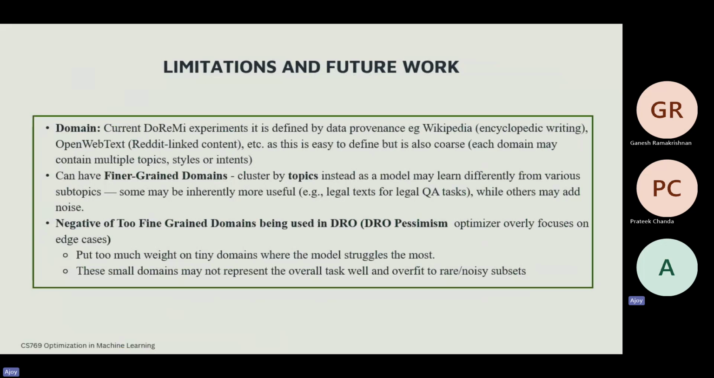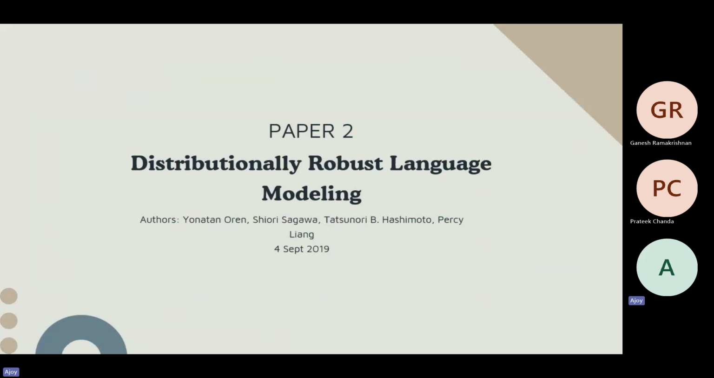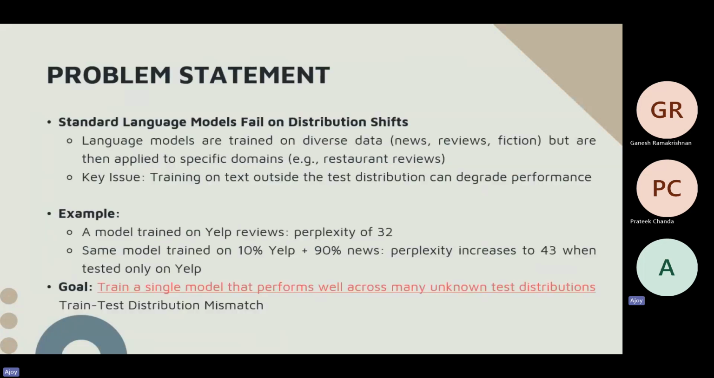Just the big problem over there is DRO pessimism, where, because there are topic domains, a few topics get highlighted a lot because they're very tough to learn. So then you end up putting too much weight on those, and then they don't represent the overall task too well. So now with these things in mind, the second paper comes in, which actually solves this problem that we have of having too fine grain domains. What do we do about it? Which is okay, the different modeling. The second paper.